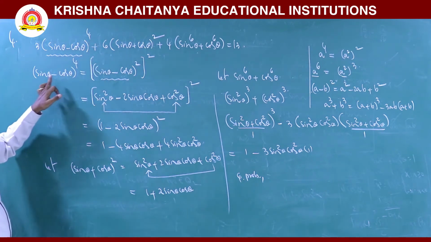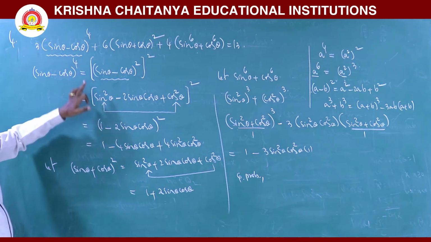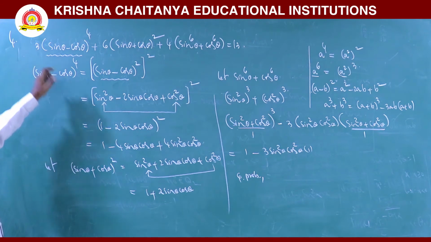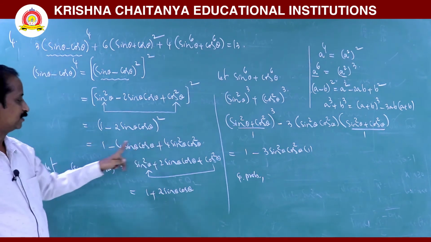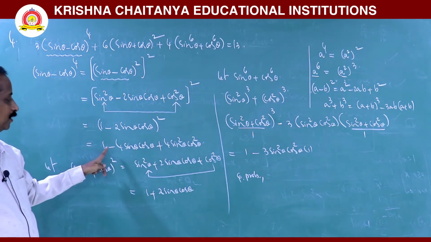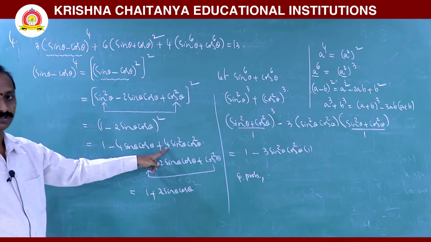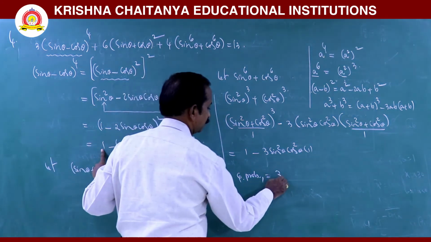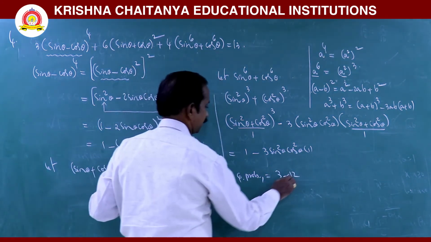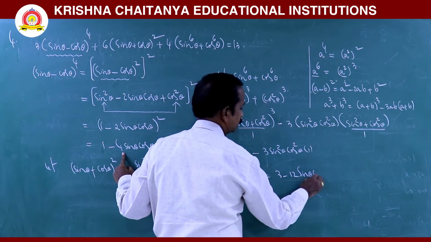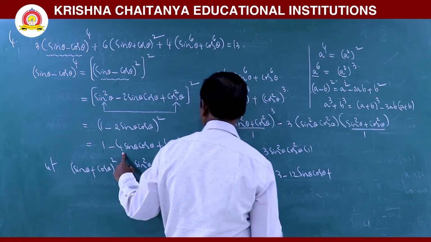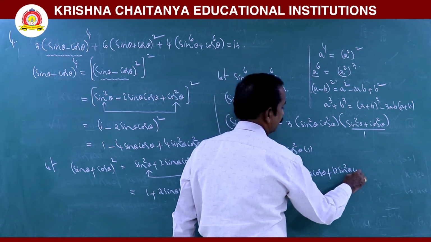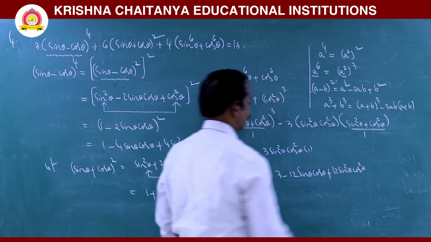But we know the value of (sin theta minus cos theta) to the power of 4. This one is multiplied by which number? 3. So every term is multiplied by 3. So it becomes 3, 12, 12. Therefore 3 minus 12 sin theta cos theta plus 12 sin square theta cos square theta. So the first term is over.